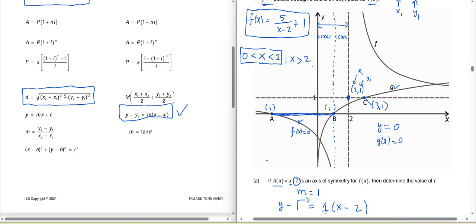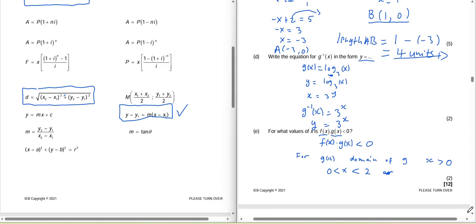We see that for x between 0 and 1, f of x is less than 0, and also g of x is less than 0. All right. Now, if we say f of x times g of x, these ones are negative numbers. A negative number times a negative number will lead to a positive number, meaning that this region will not hold. Now, let's look at the region 1 to 2.